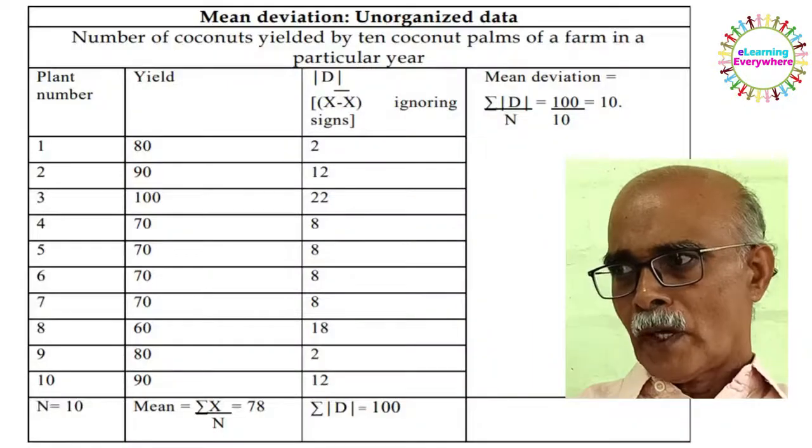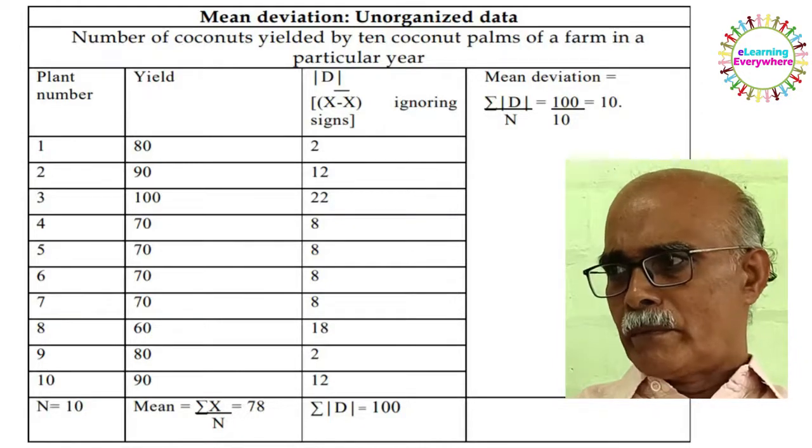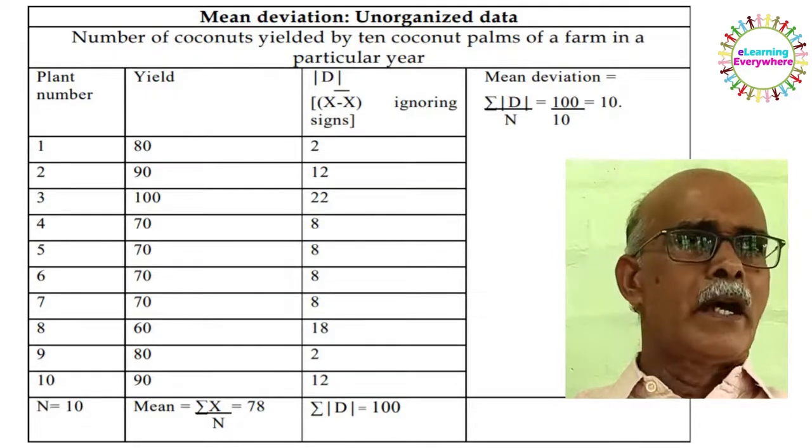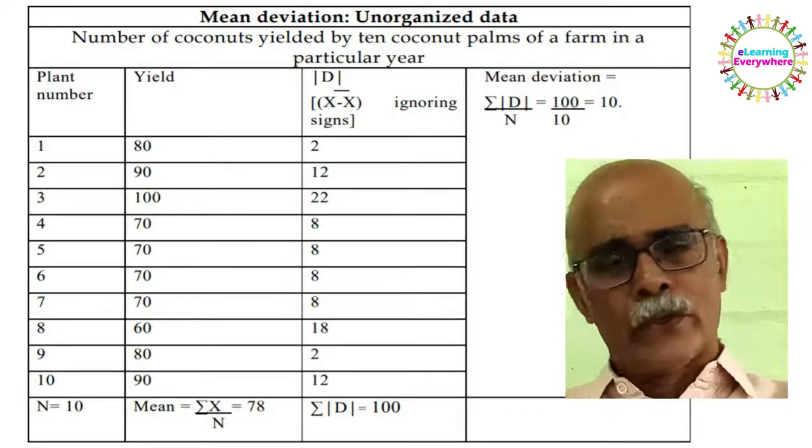So you are giving a particular representation for that. The letter D is written with two bars on both sides, and that stands for the difference between x and x bar, ignoring the signs. And when the total of that is divided by the total number of units in the population or in the sample, you get the mean deviation. There is an example given to you. But before that, the formula just becomes sigma |d| by n, and d is denoted as x minus x bar.